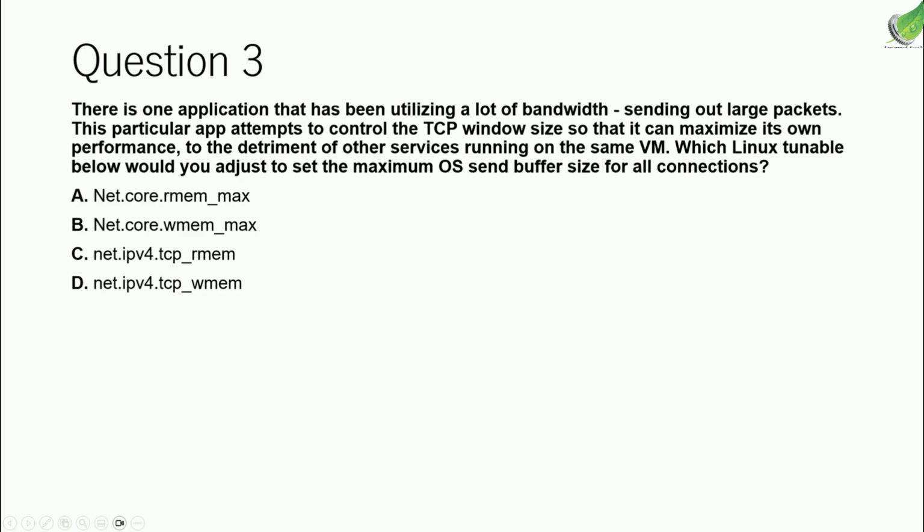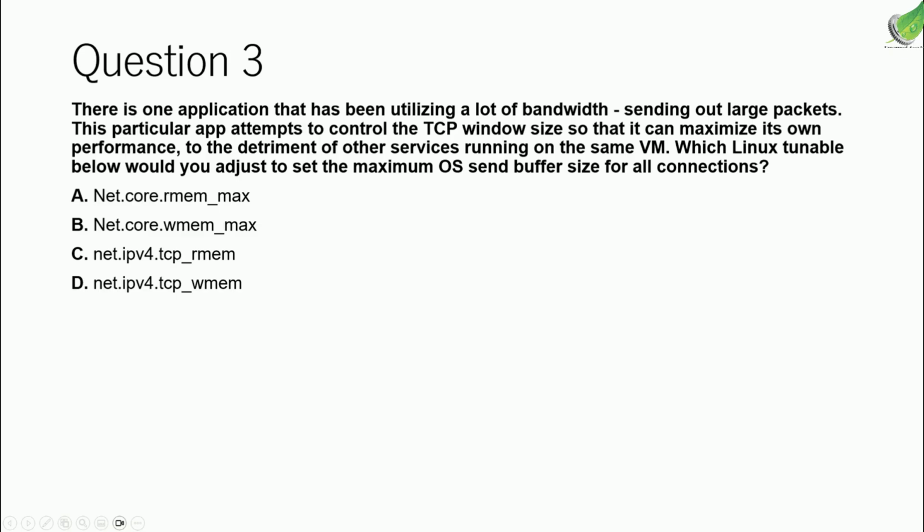Now, let's look at option B, net.core.mem_max. This looks very promising. Let's break it down. The net.core prefix means it applies at the kernel core level, affecting all network protocols. The W in mem stands for write or send, and max sets the hard maximum limit for this send buffer. Any application that tries to request a send buffer larger than this value will be capped. This directly addresses our problem.